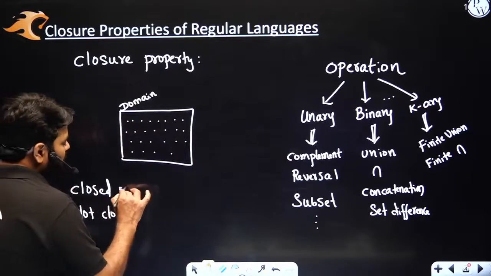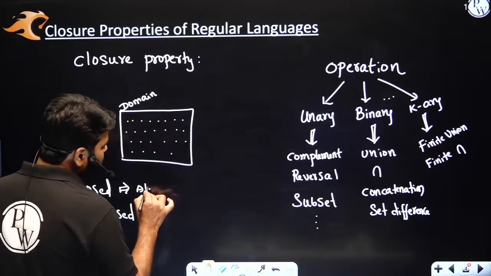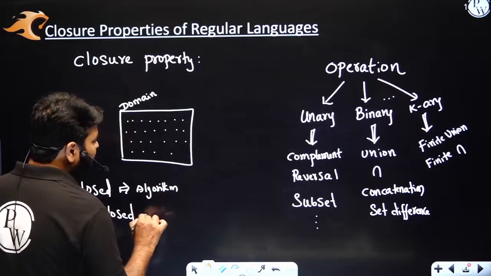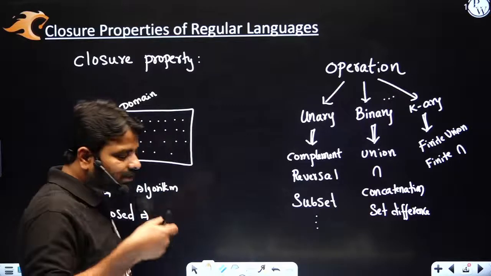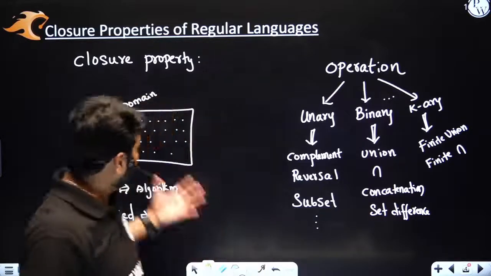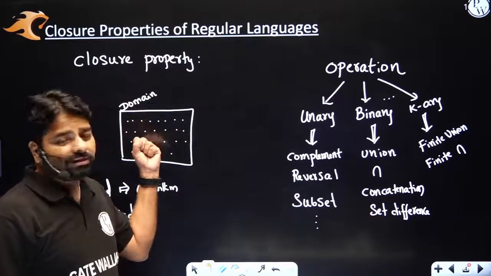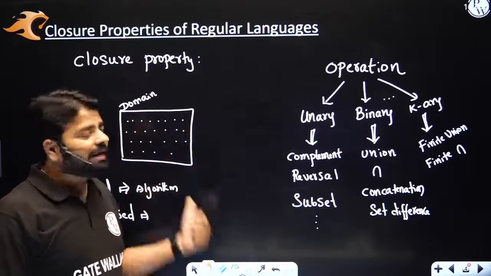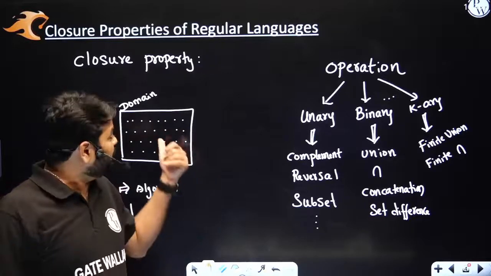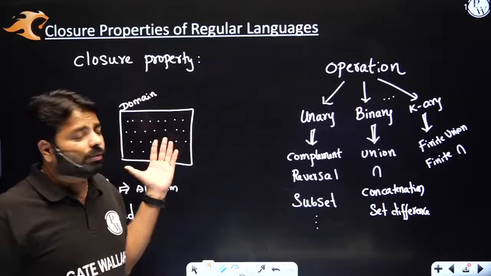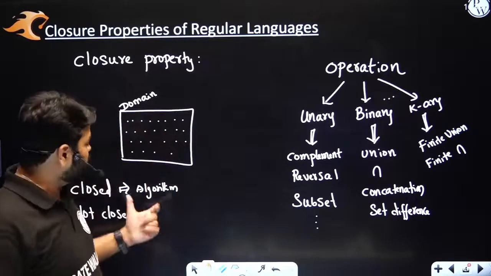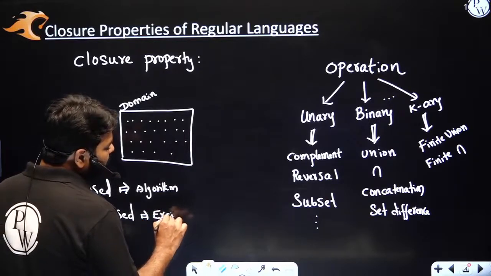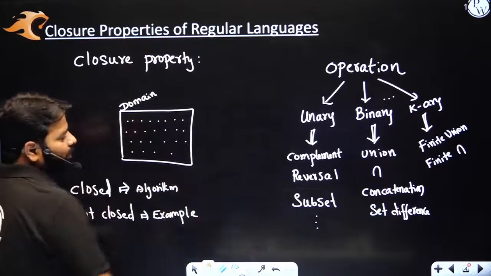Closed requires an algorithm to prove it for all the regular languages, because we can't check every regular language to see whether it is inside the domain after applying the operation, as there are infinitely many regular languages. You can't do that, so you need an algorithm. This algorithm guarantees that for any input from this domain, the result is always in this domain. It will prove it. How? We are going to see. And for not closed, you just require an example which goes outside the domain after applying the operation.